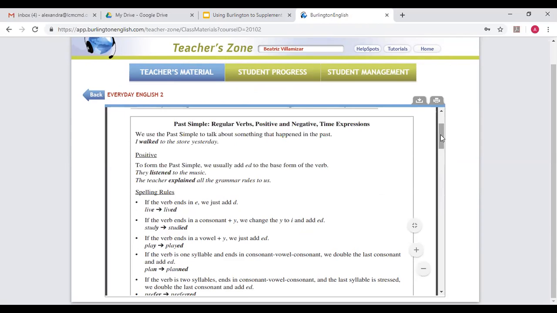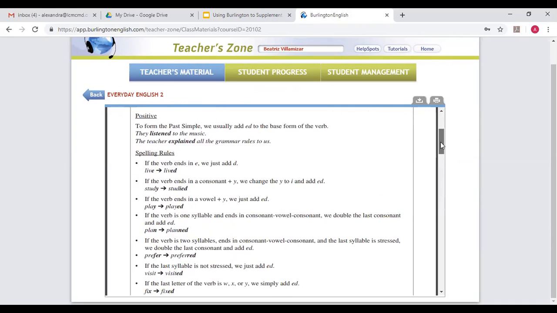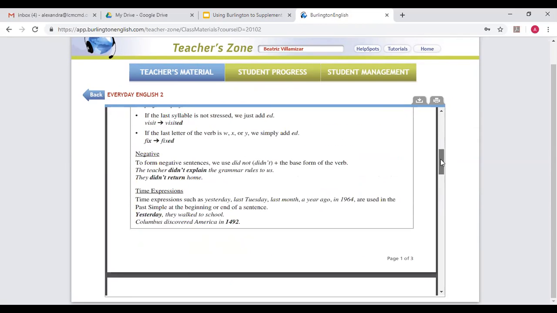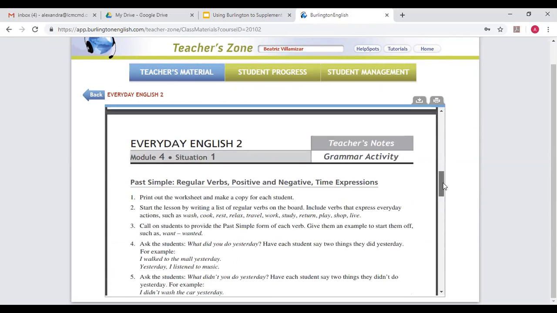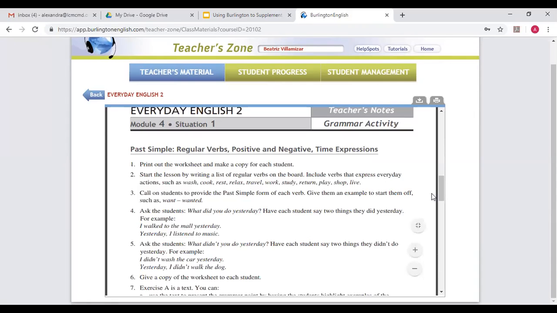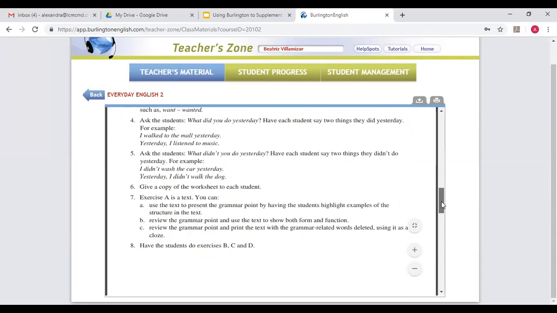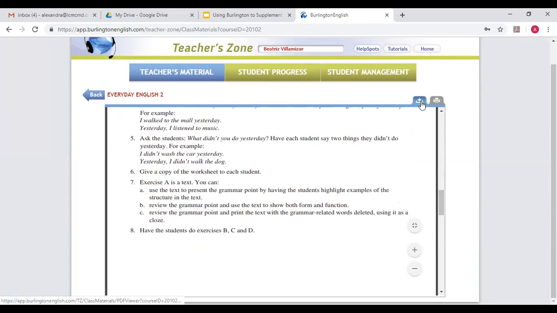Of course, because you have used Ventures already, you have explained to your students the rules for spelling, so they know how they have to write those verbs in simple past. So here it tells you the lesson plan, and it tells you how to use that grammar activity or grammar worksheet. Remember that by clicking here, you can download and save the worksheet on your computer, or you can click here and you will be able to print it.